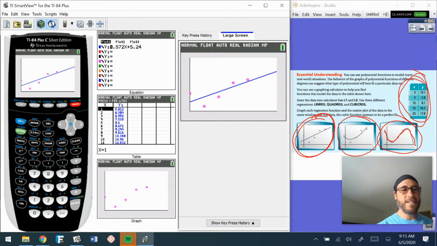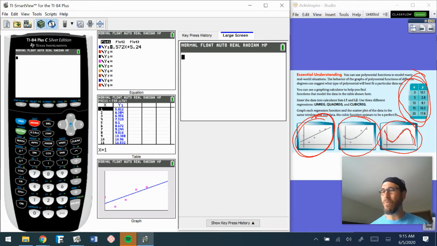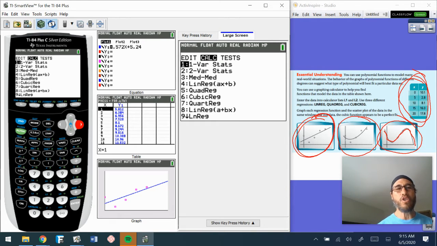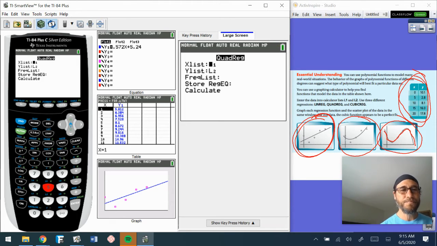So let's all hit second, quit. I'm only going to probably do about 1 or 2 examples with you guys today because it's going to take some time and it's really just practice makes perfect. All right, and then let's go back here to stat. Linear was not good. It was only 55% good. So we're going to go over here to calc again. And now we're going to try that quad. Okay, quadratic. Does it look like a quadratic or a parabola? So we're going to choose number 5.